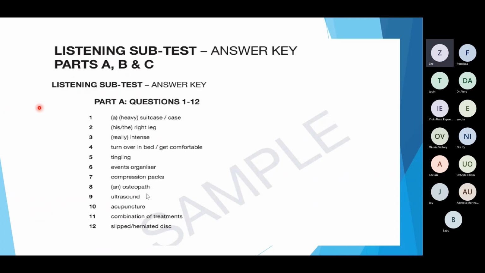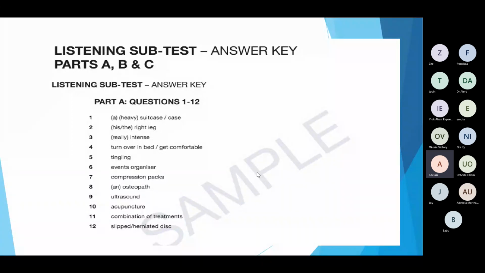Oh, Joy scored 11. Okay. You're not seeing the answers. The answers are on the screen if you check. Can you see? So well done, Joy. Joy had 12/12. Dr. Lero had 10/12. Well done. Babs had 12/12. Francisca 11/12.